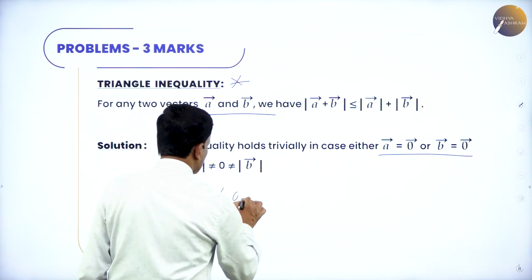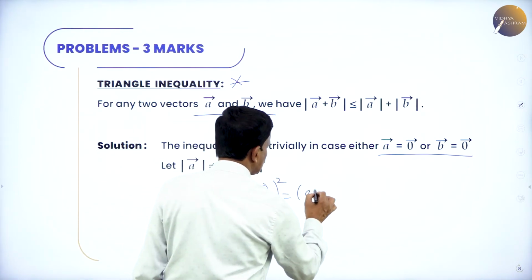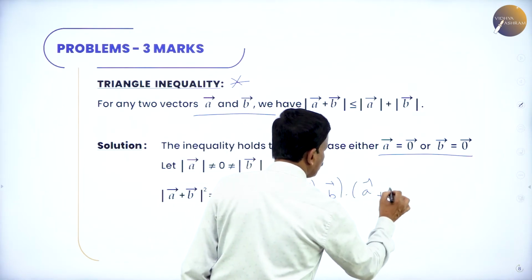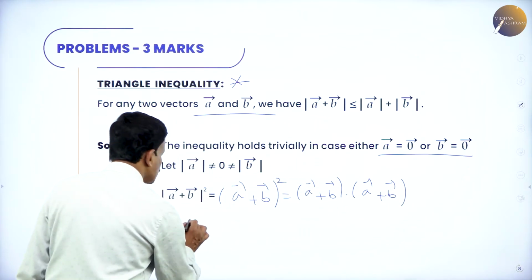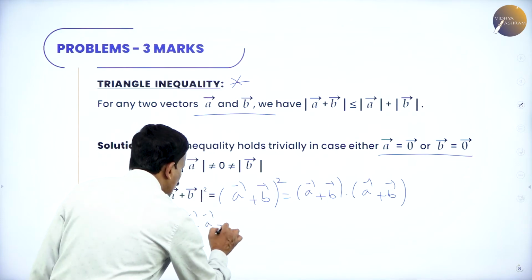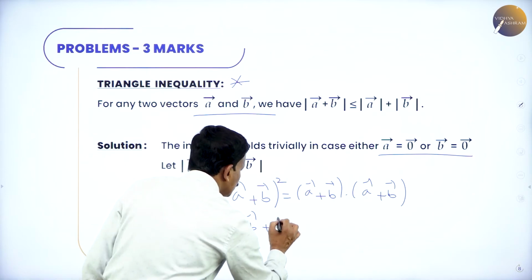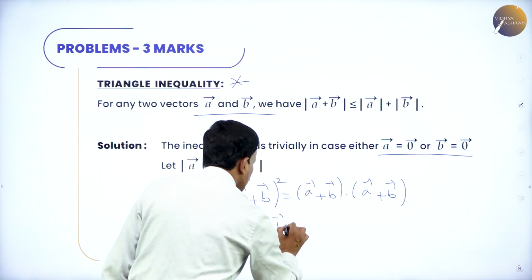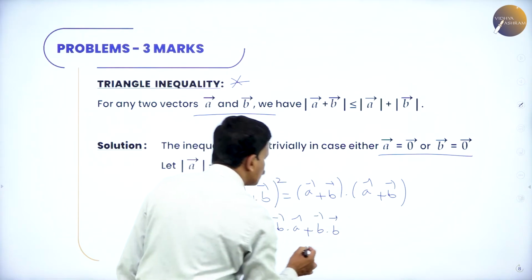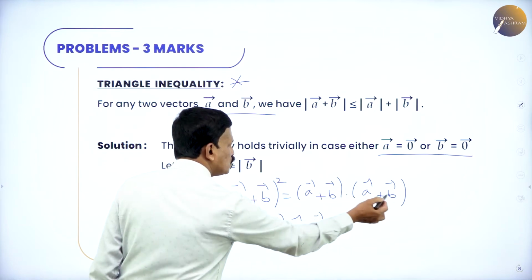This can also be written as vector A plus B, whole square. This can be written as vector A plus B dot vector A plus B. Now simplify this. This can be written as vector A dot A plus vector A dot B plus vector B dot A plus vector B dot B, by multiplication.